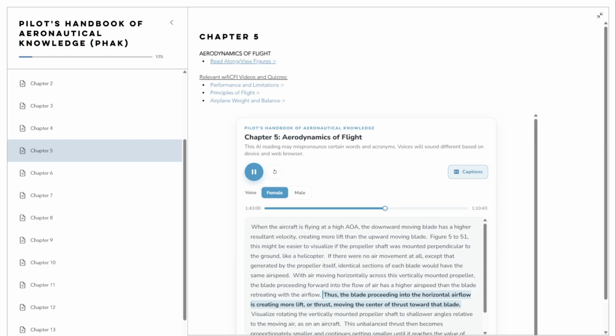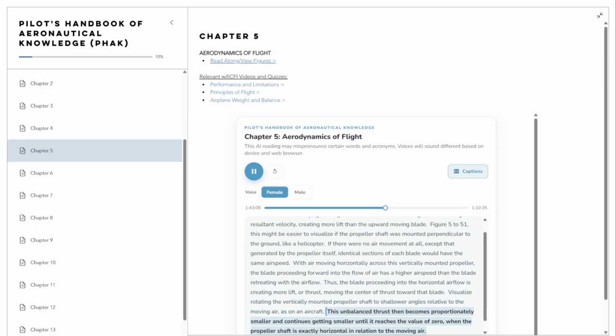Visualize rotating the vertically mounted propeller shaft to shallower angles relative to the moving air, as on an aircraft. This unbalanced thrust then becomes proportionately smaller and continues getting smaller until it reaches the value of 0, when the propeller shaft is exactly horizontal in relation to the moving air.